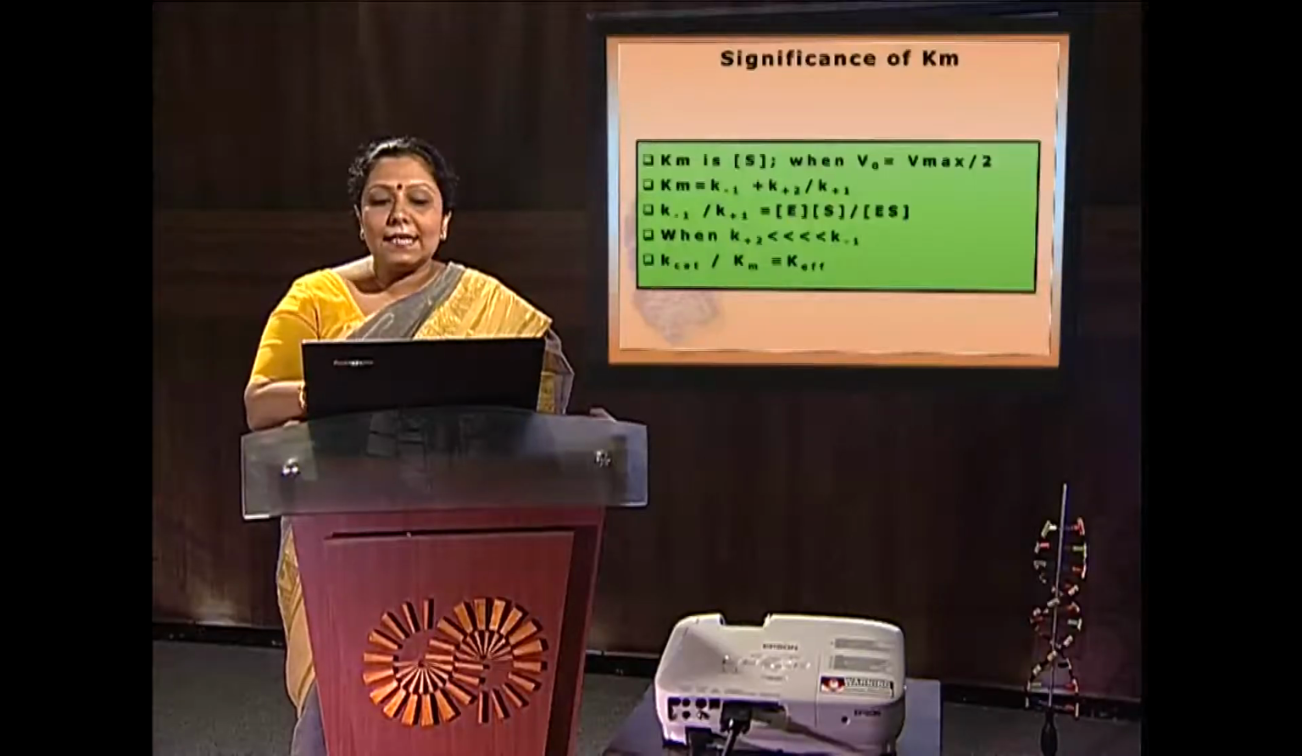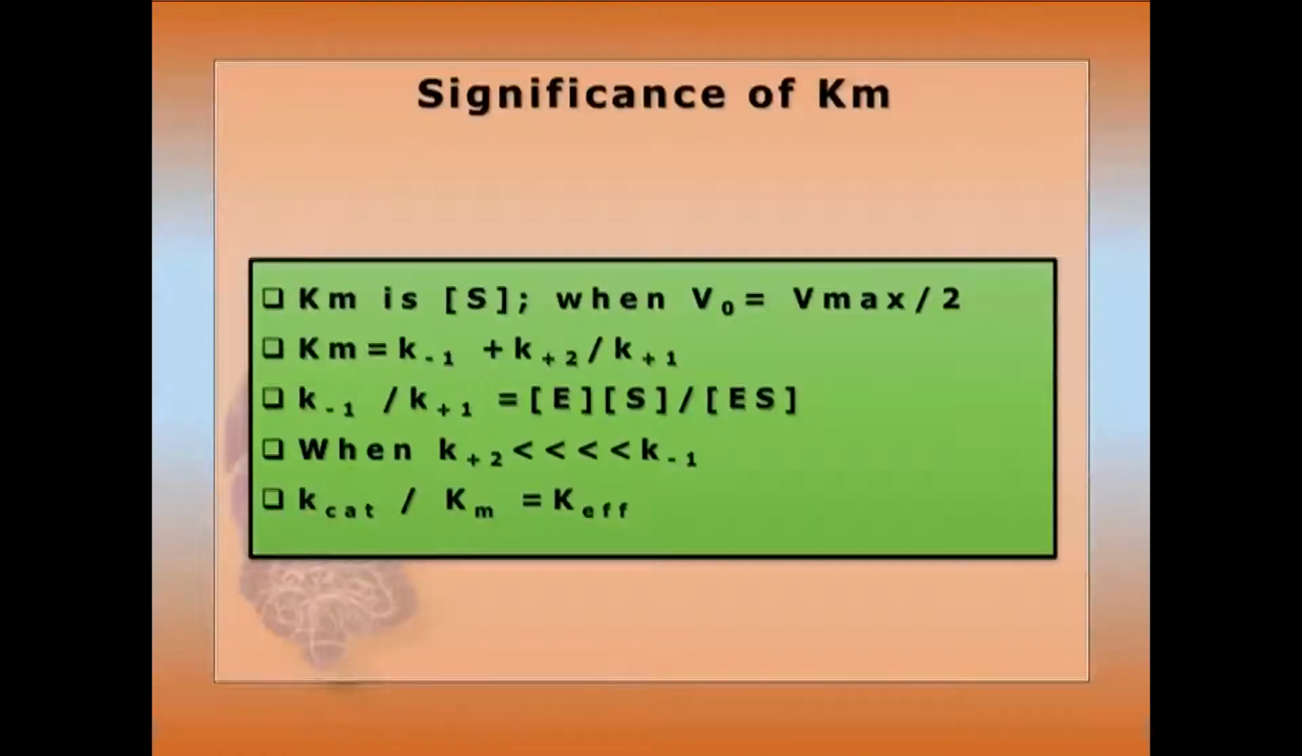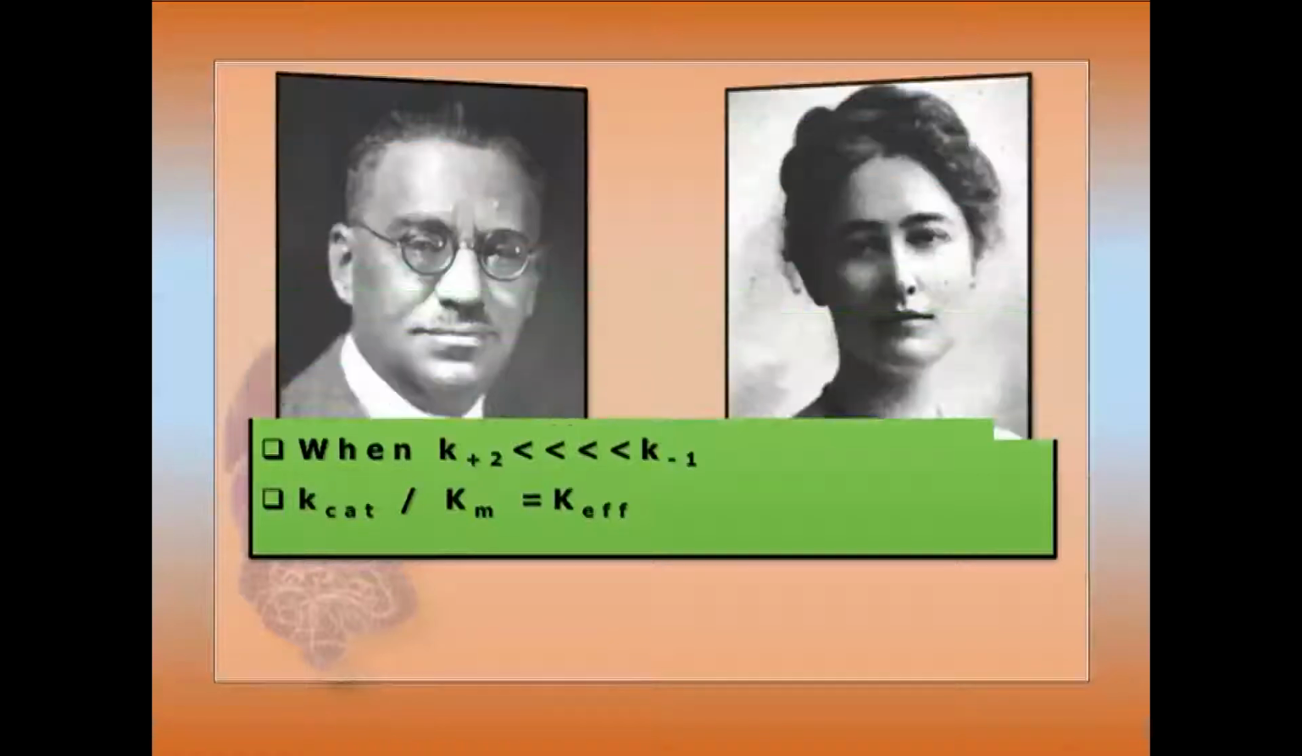Other parameters are there because K plus 2 is taken as the Kcat, the catalytic constant, because it is the rate determining step, the final step to produce the product. Kcat divided by Km is equal to the catalytic efficiency, the efficiency of the catalysis.